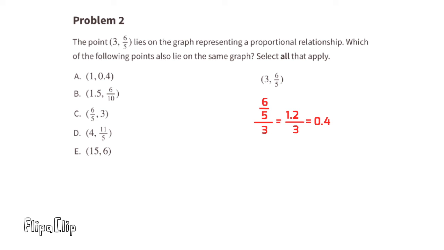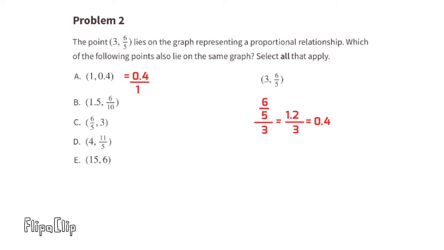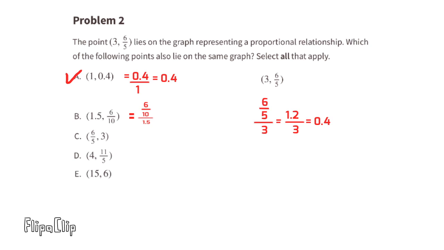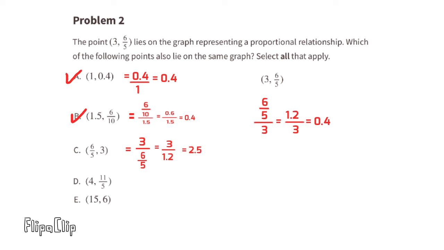And the same can be said for A. 4/10 is 4/10 the size of 1. The same can also be said for B. 6/10 is 4/10 of 1.5. Let's look at C. 3 is 2.5 times larger than 6/5. Since 2.5 is not the same as 4/10, these points would not lie on the same graph.